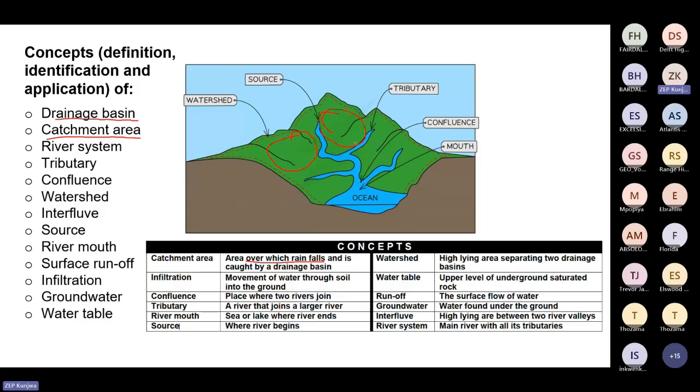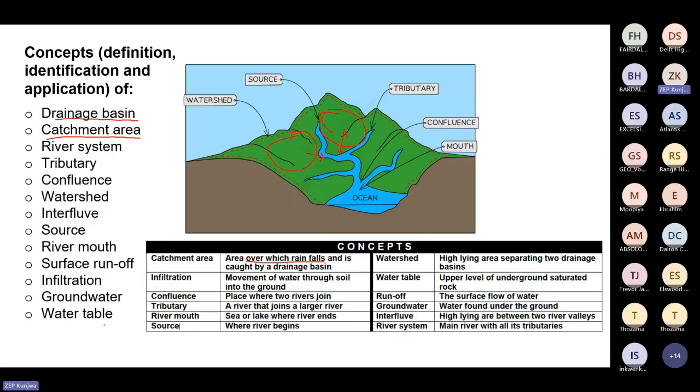Okay, and then we have a river system there. A river system, as I said before, we are talking about this main river together with all its tributaries. Tributaries being these small streams that are joining there. These are your tributaries. And then the confluence, as I said before, it is this point where the tributaries are joining the main river.